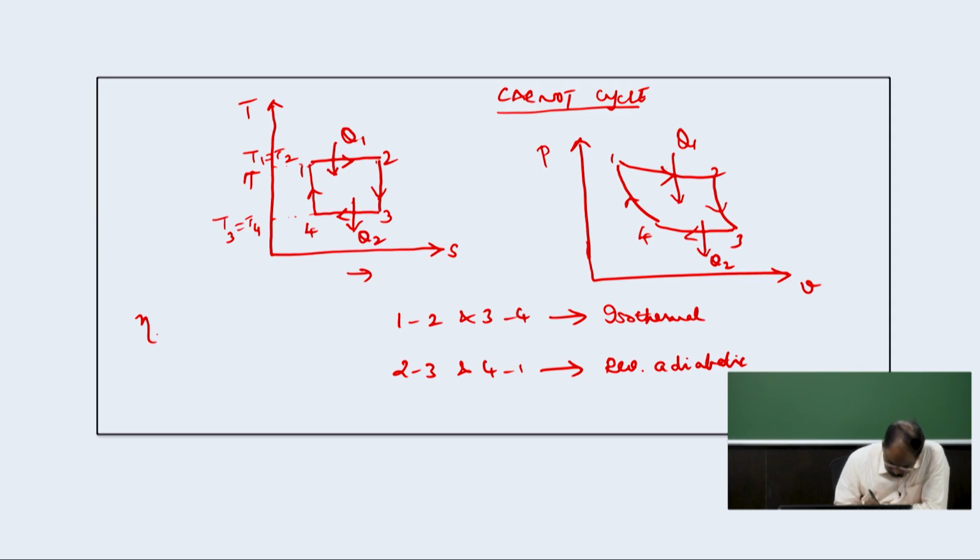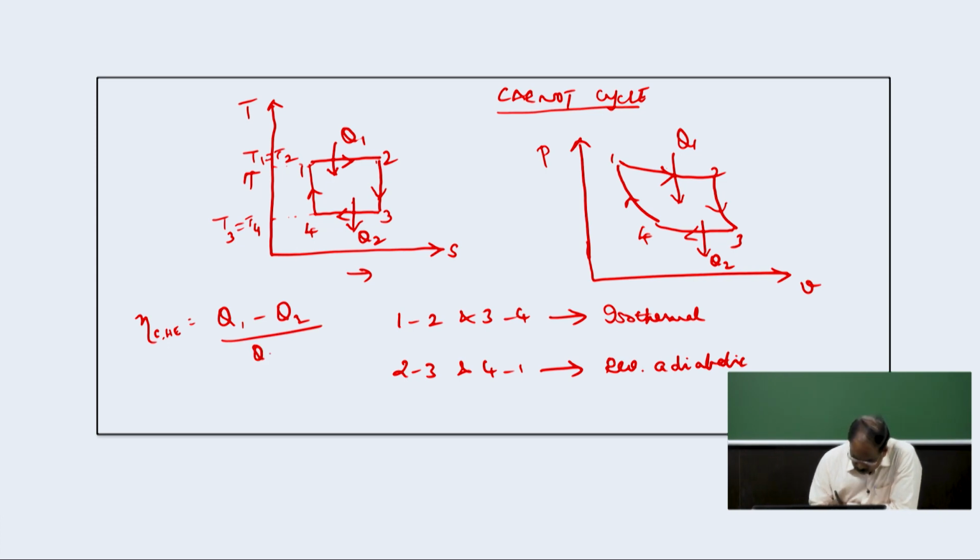And if you see the efficiency of a Carnot heat engine, efficiency is output by input. Q1 is the heat supplied and Q2 is the heat rejected, so efficiency is Q1 minus Q2 divided by the heat supplied. In terms of temperature we can also write T1 minus T2 by T1. So if you divide, you will get 1 minus T2 by T1.